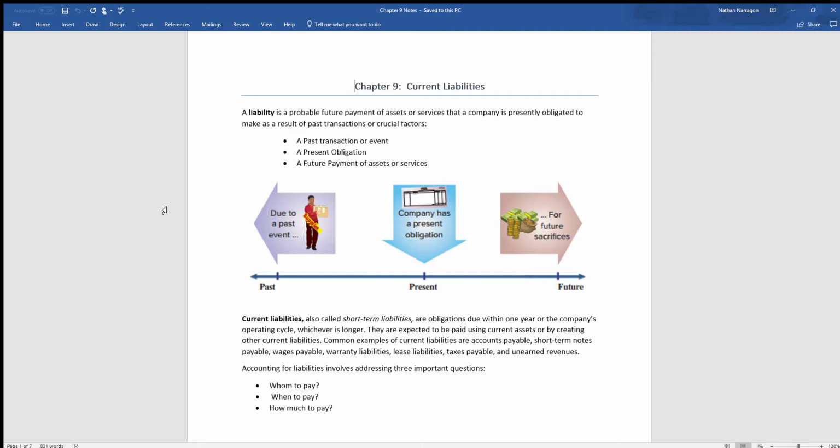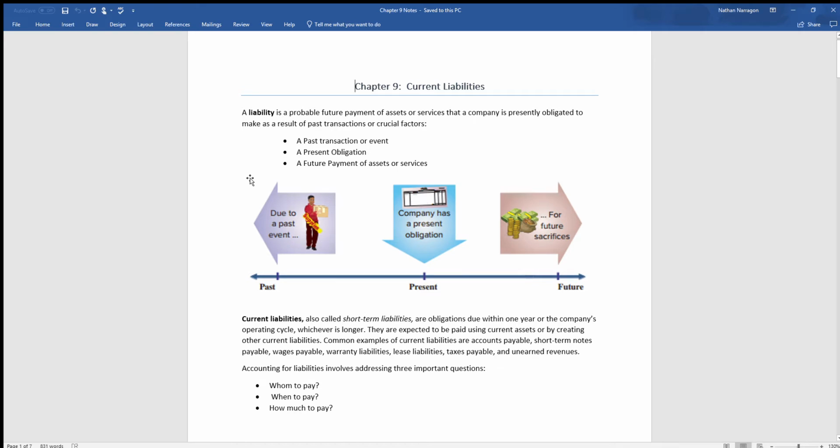I hope y'all are doing all good as we discuss something that we always have, and that's bills, or better known as liabilities. In this chapter, we discuss basically current ones. The current ones are short-term liabilities, something that is due within 1 year or the operating cycle for a company.